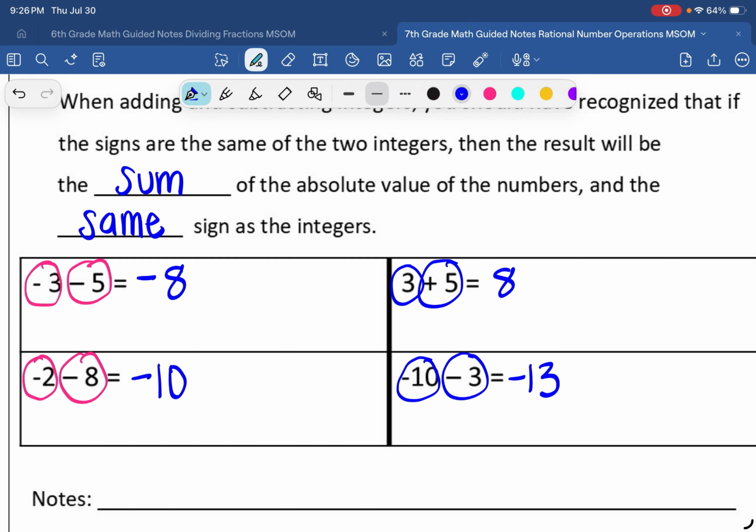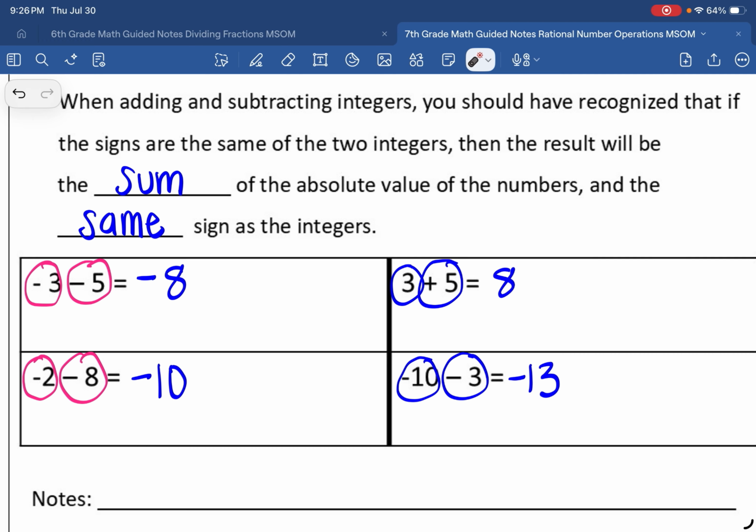So back to what this was saying, when adding and subtracting integers, you should have recognized that if the signs of the two integers are the same, so see how these signs are the same here, then the result will be the sum of the absolute value of the numbers and the same sign as the number. So I can add the two numbers and keep my sign. Add the two numbers, keep the sign.